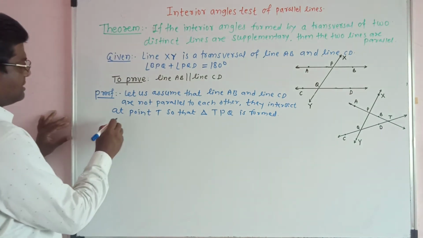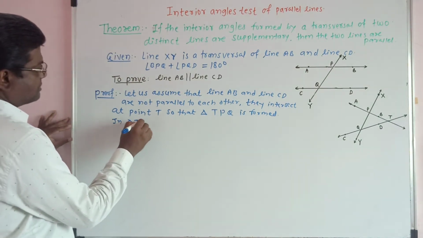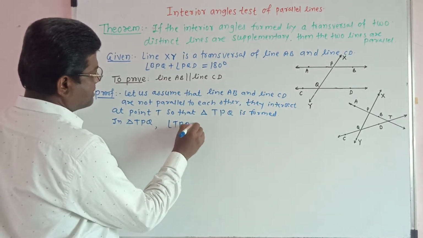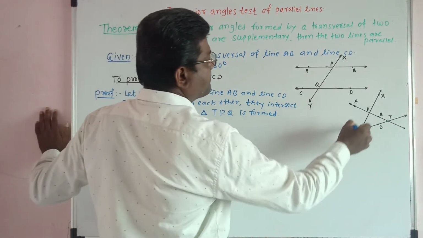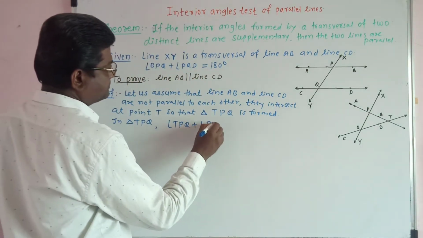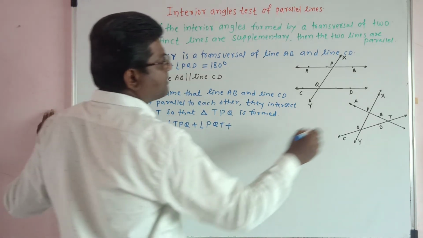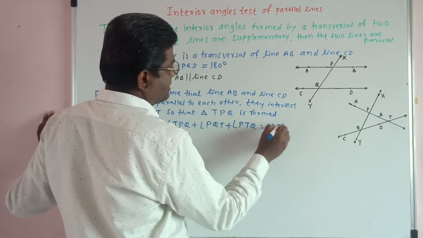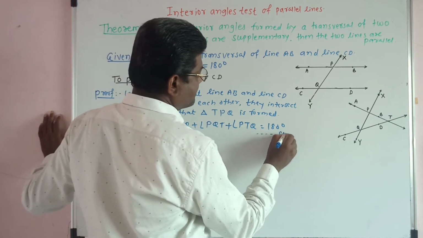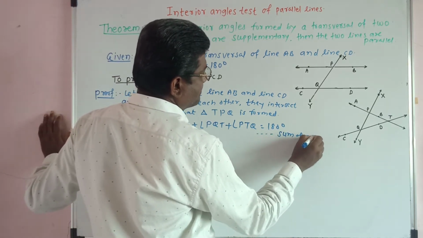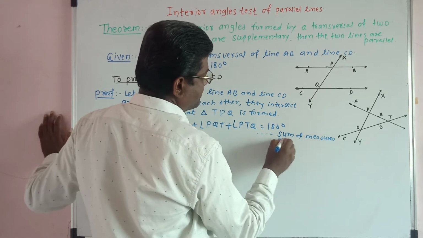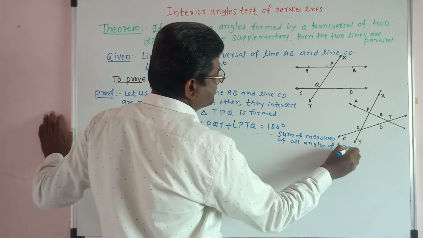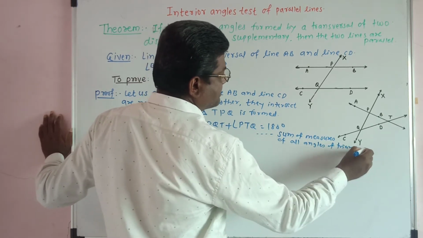So we write, in triangle TPQ, angle TPQ plus angle PQT plus angle PTQ is equal to 180 degrees, and the reason is the sum of measures of all angles of a triangle. Let this be equation number 1.